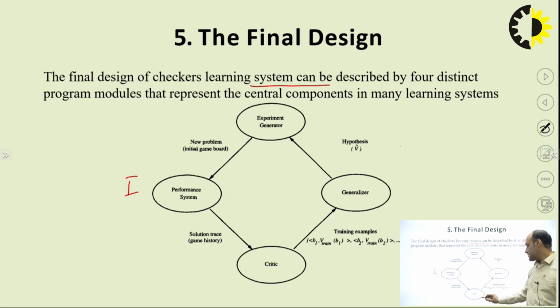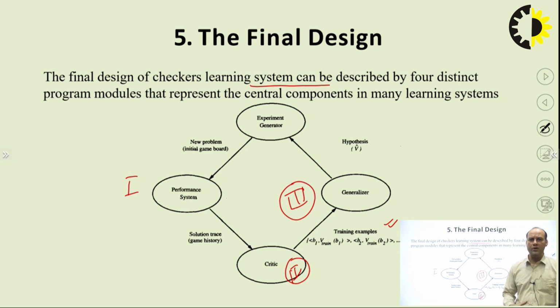Second is called the critic. This solution trace is given to the critic, and the critic will generate some training examples. Those training examples will be given as input to our third module, called the generalizer. The generalizer will generate the hypothesis. Hypothesis means that we will get a combination of a lot of legal moves, and out of those we will get the best move which will lead us to win that checkers game.